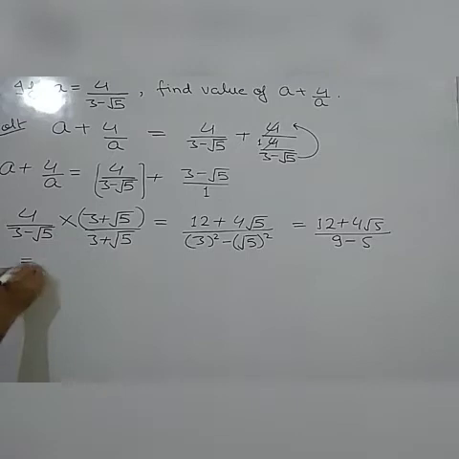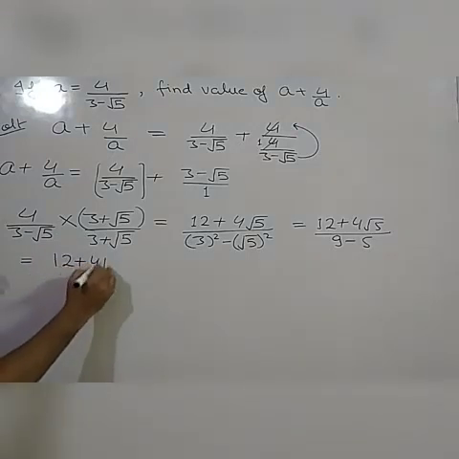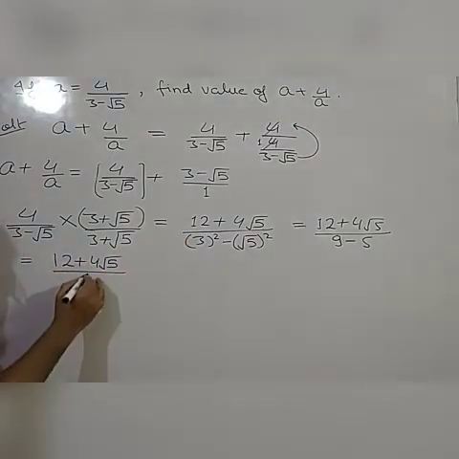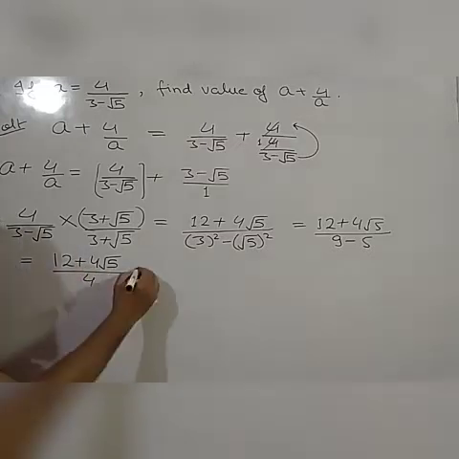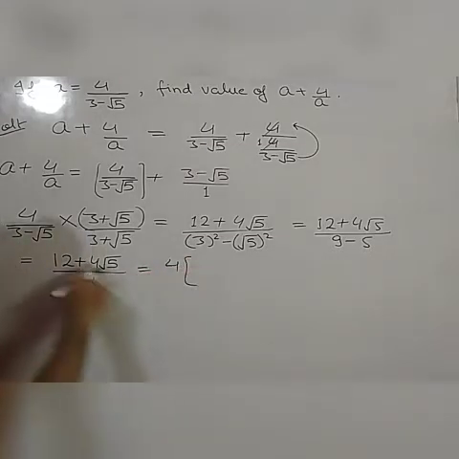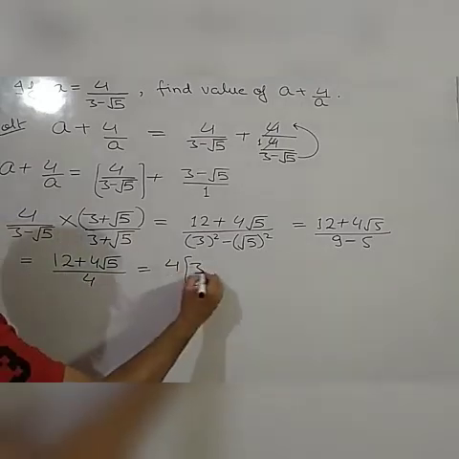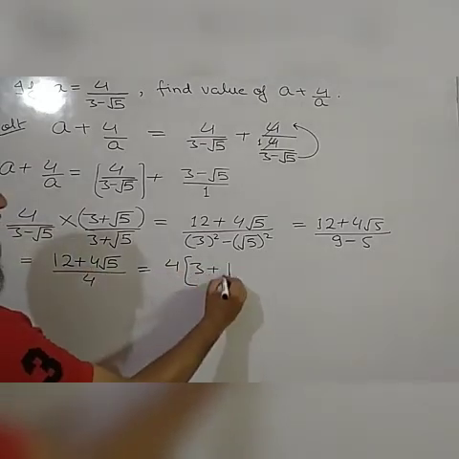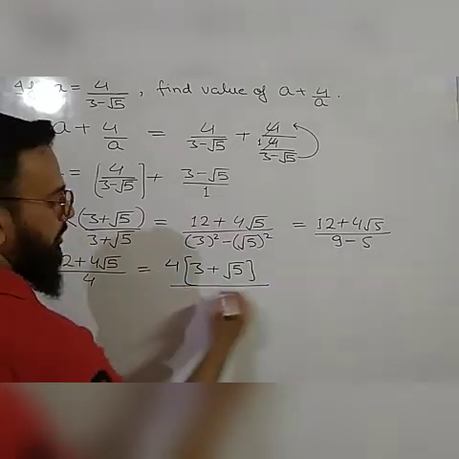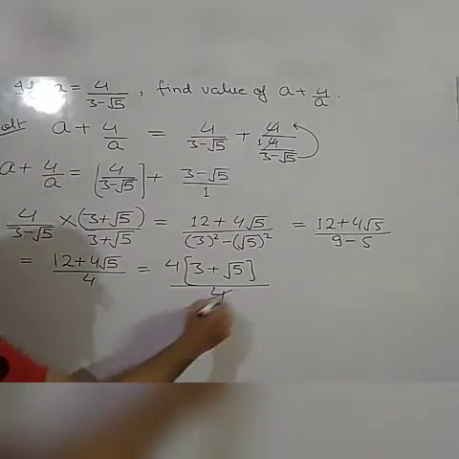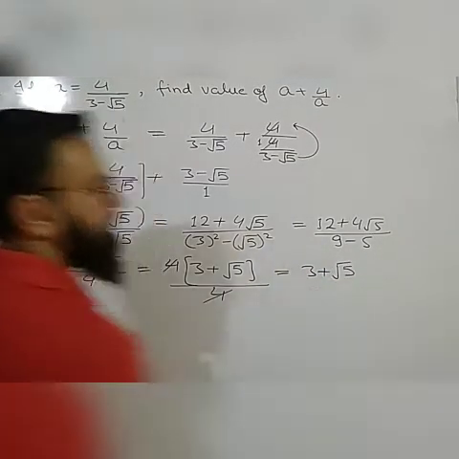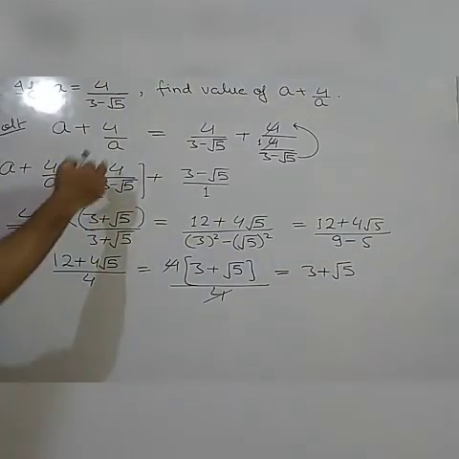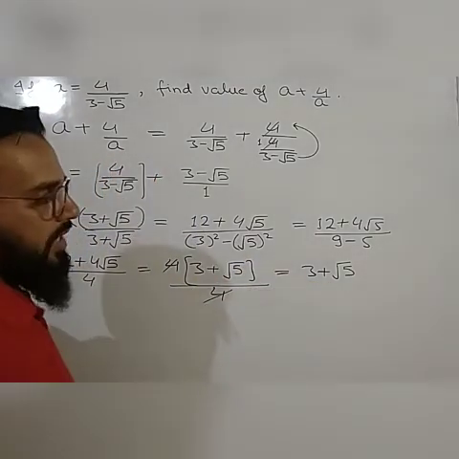We can also write it as 12 plus 4 root 5 upon 9 minus 5, which is 4. Now we can take 4 common from the numerator, because here it is 12 and it is 4. So when we take 4 common, it will be 3 plus root 5, and in the denominator it is also 4. Now this 4 will cancel out, so its value will be 3 plus root 5. It means the value of this first term is 3 plus root 5.